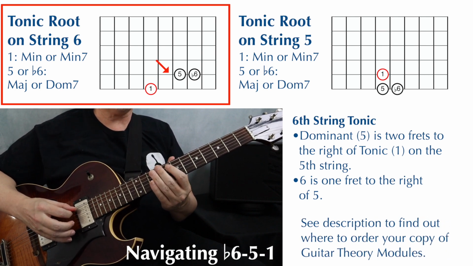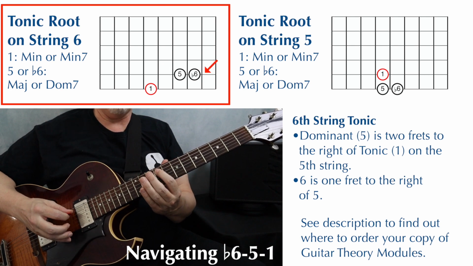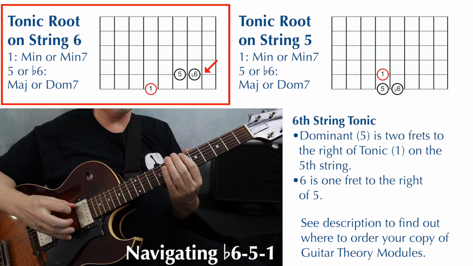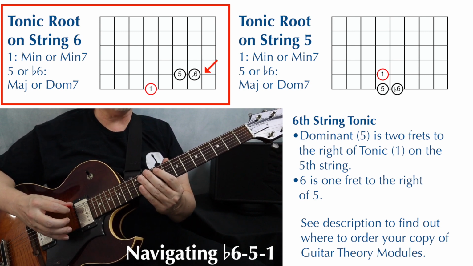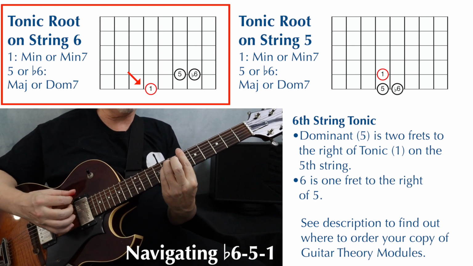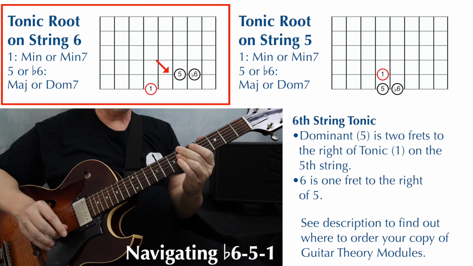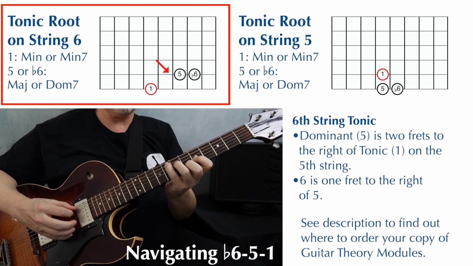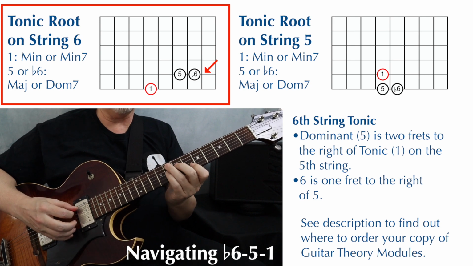And your flat 6 is going to be located 1 fret to the right of your 5. So there's your 1, 5, and your flat 6. And remember that our 1 chord can either be a minor chord or a minor 7. Our 5 chord and our flat 6 chord can either be major or dominant 7.